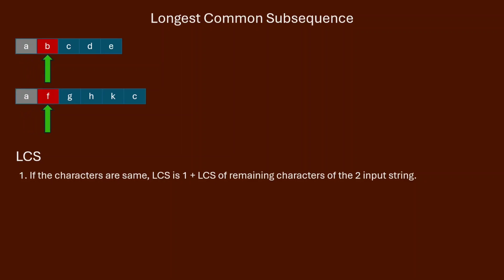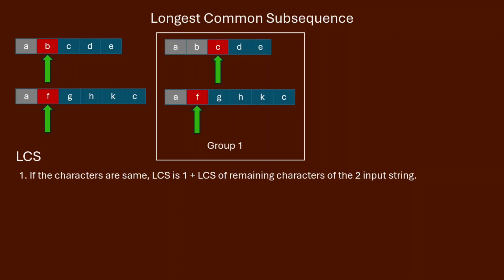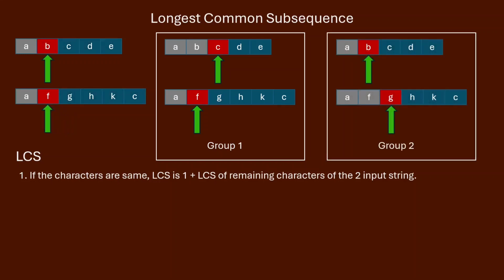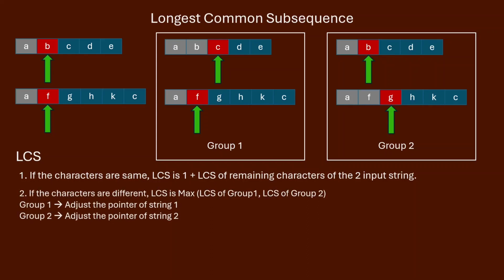Okay. Once we move the pointer, we realize here that the characters are different. Now, when the characters are different, we know that the longest common subsequence is going to be either between this string and the entire second string. Let's say this is our group 1, or it can be the entire first string when compared with the remaining of the second string. So whichever comparison gives us the max, that is going to be our output. So let's say this is our group 2. And hence, if the characters are different, our longest common subsequence is going to be the max of the longest common subsequence of group 1 and the longest common subsequence of group 2.